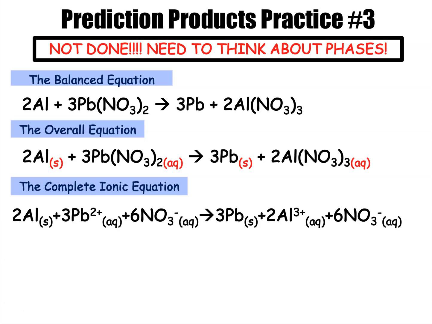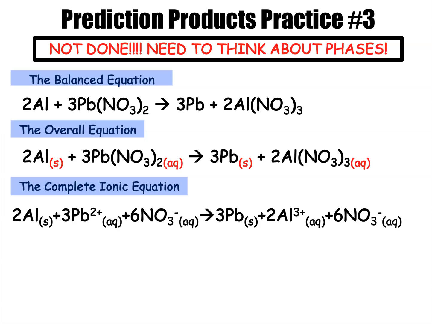So notice aluminum is a solid, lead is a solid. That didn't change. Notice the 3 here in lead nitrate multiplied with the subscript of 2 to give us 6 nitrates. Same thing over here. The 2 with aluminum and the 3 with nitrate gave us 6 nitrate. So again, to go from your overall equation to complete ionic equation, we only break apart those compounds that are aqueous. That is an only and that is an always.